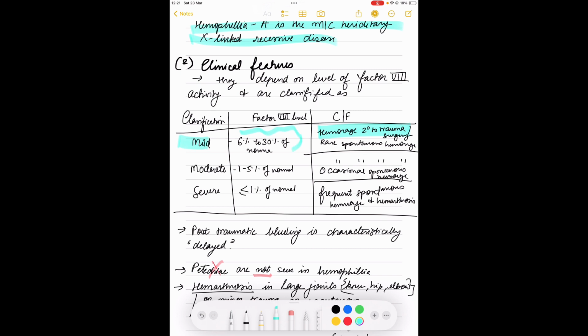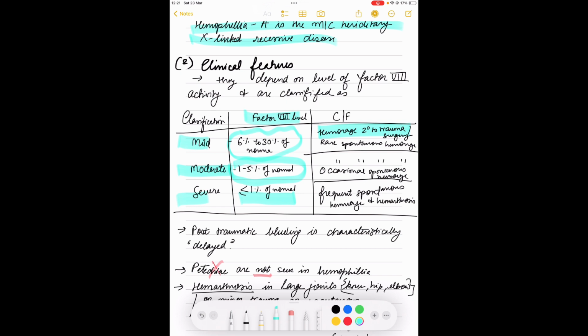Patients in whom 6 to 30% of normal factor 8 level is present in the body are mild. Patients in whom 1 to 5% of normal activity is found are moderate, and those with less than 1% of normal are categorized as severe clotting factor 8 deficiency.